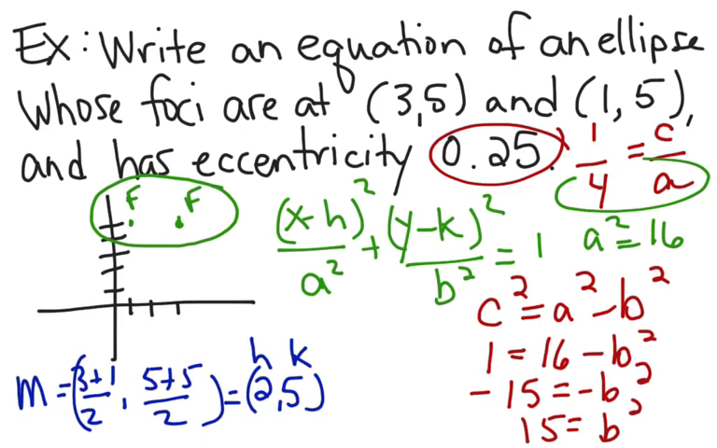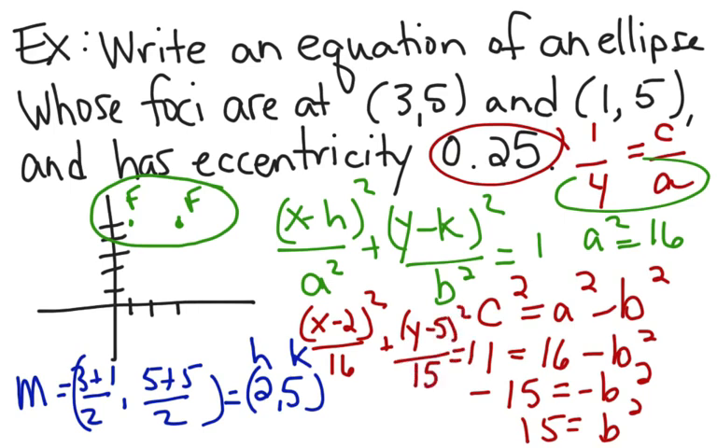So I find out the equation of this ellipse is (x minus 2) squared over 16 plus (y minus 5) squared over 15 equals 1. And I used the eccentricity to tell me what c and a were. I used that information to find b. And then I plugged a squared, b squared, and the center into the equation of the ellipse.